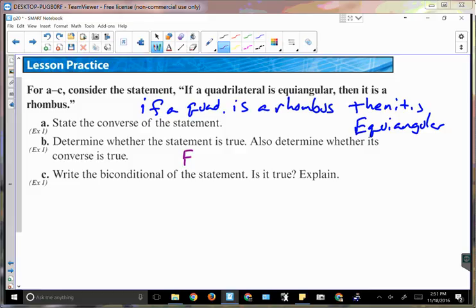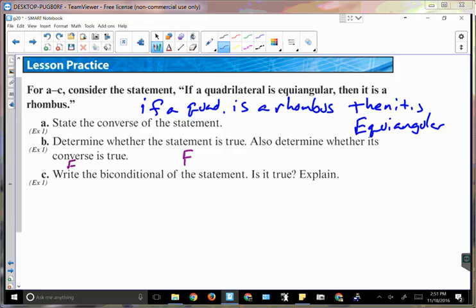So if I have a rhombus, it's got to be equiangular. What would be an example of something that would have 4 sides that are exactly the same? What would happen if I made a diamond? I'd get a rhombus, right? Because all 4 sides would be the same. Would all the angles be the same? No. So this would have to be what? Converse also has to be false.